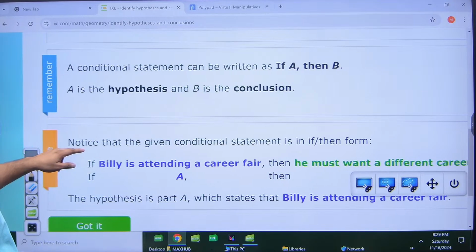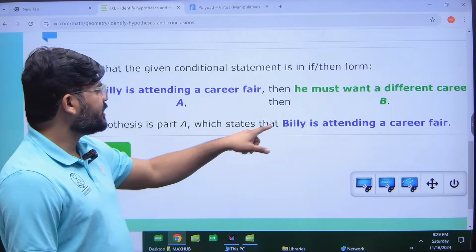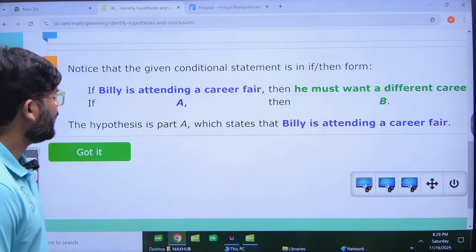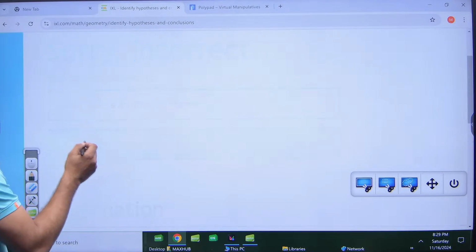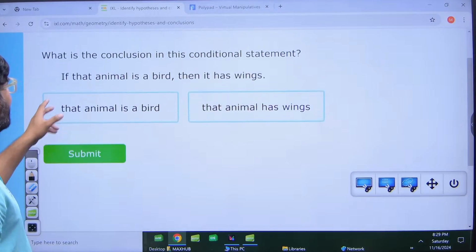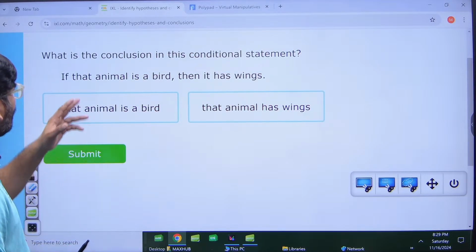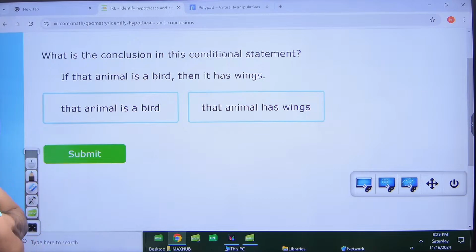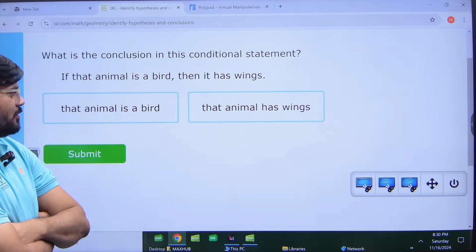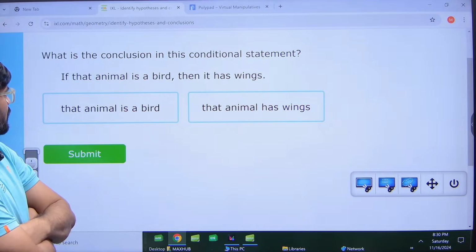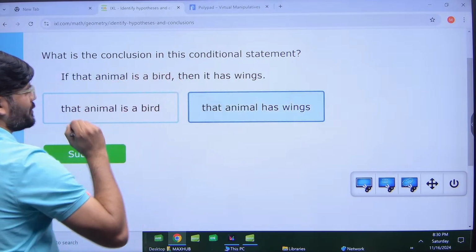Done, sir. So they are saying that the hypothesis is part B, which states that Billy is attending a career fair. So he might not be. So that is a hypothesis. If that animal is a bird, then it has wings. What is the conclusion? That the animal has wings.